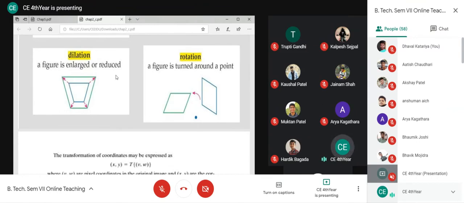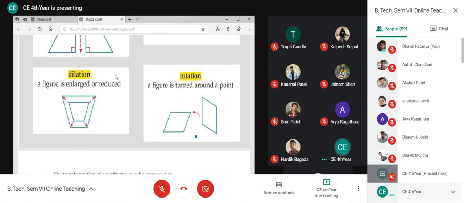One is dilation. The dilation operation is known as stretching or shrinking. This is the shape, then you might stretch it so that it becomes like this. You are enlarging the shape or reducing the shape, shrinking the shape or expanding the shape. That is known as the dilation operation.